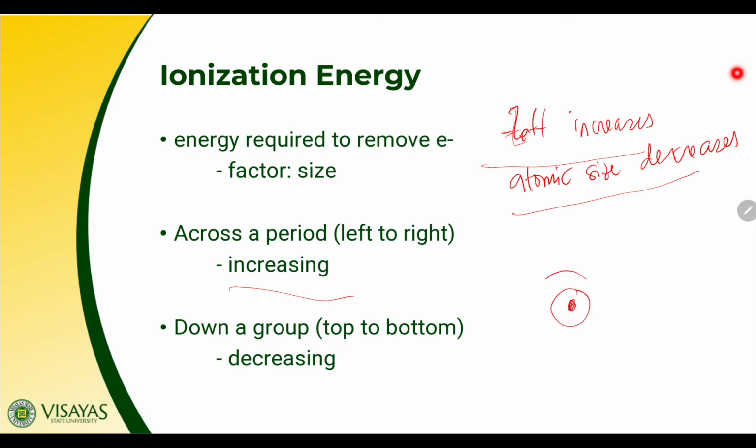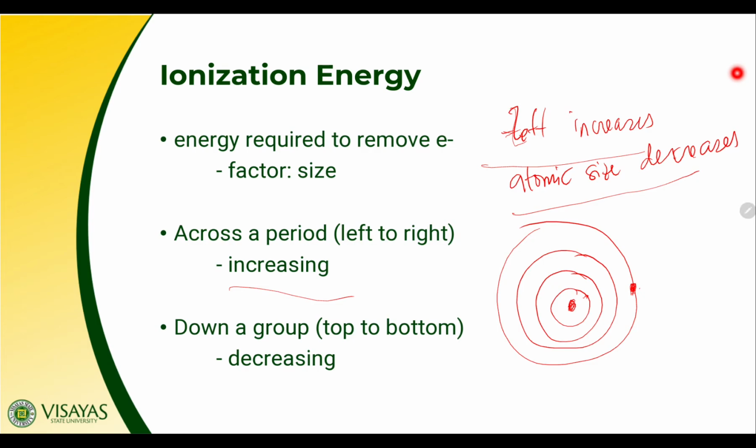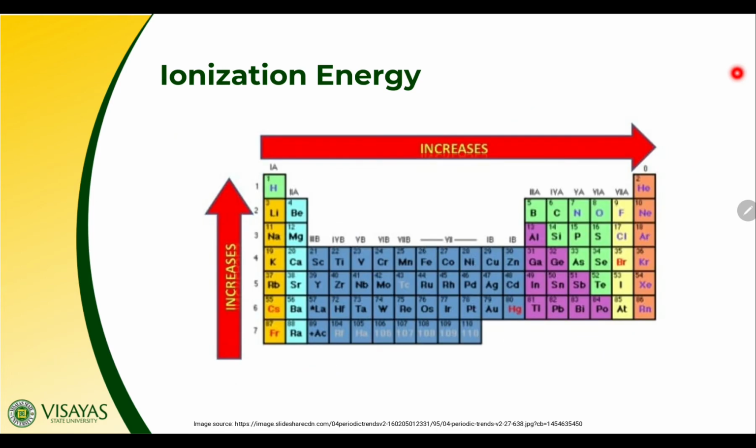Now going down a group, although the Zeff increases from top to bottom, again the electrons are added in the outer energy level. As the electrons are farther from the nucleus, their attraction towards the nucleus is less as compared to those in the lower energy level or the core electrons. Because of this lesser attraction, it would require less energy to remove them. That is why the trend for ionization energy from top to bottom is decreasing. So here we have from left to right, ionization energy increases, and from top to bottom, it is decreasing.